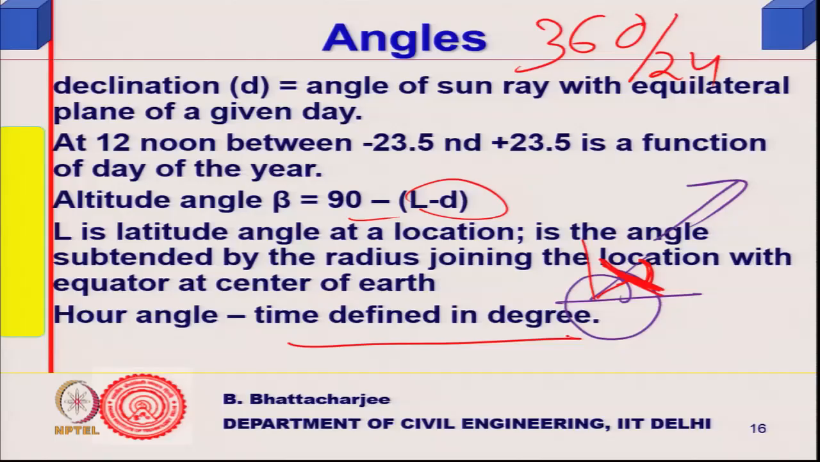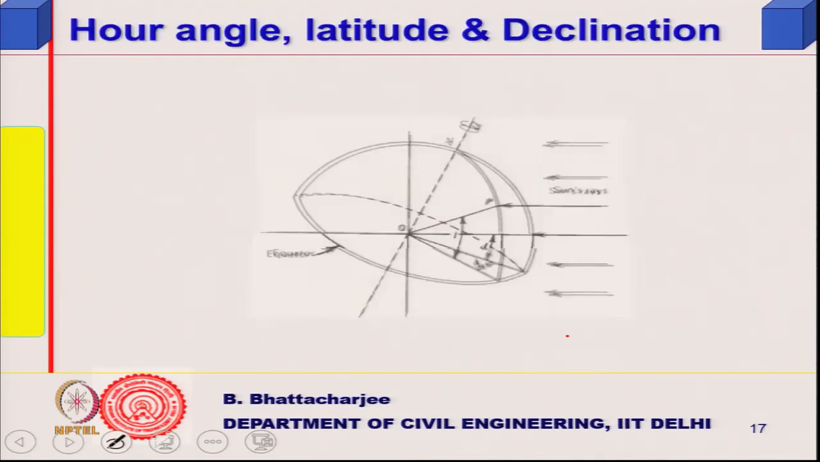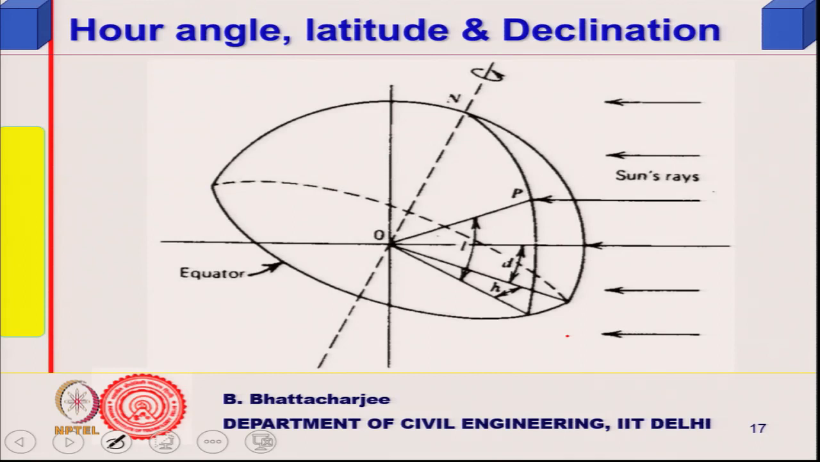So, that is called time defined in degrees. Hour angle is the time defined in degrees. That is another angle which you will be interested in. Now, you can see this diagram, this is my north pole, the earth rotates about this axis, and the sun's ray is falling onto this. Normal to this axis is the equatorial plane. So, this is the declination, the angle the sun's ray makes with it; this is the declination angle. This is the point P, and the sun's ray is falling like this.